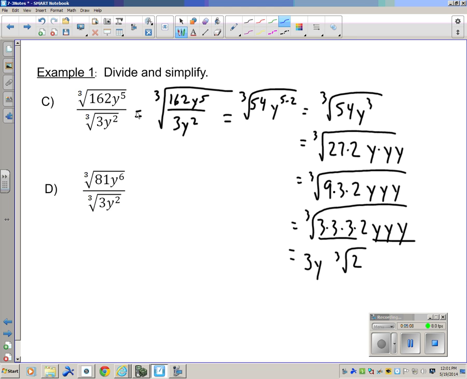Let's try another one here. We could do the same thing on this one. We could do the cube root of 81y to the 6 divided by 3y to the second. Going ahead and see if we can divide this out here. So 81 divided by 3 looks like 26.